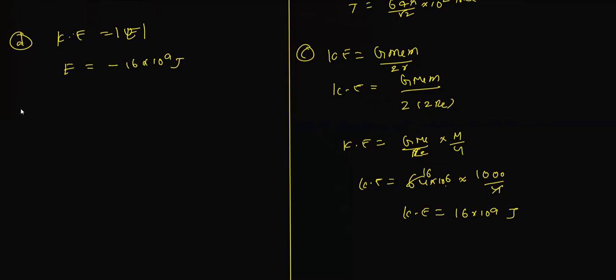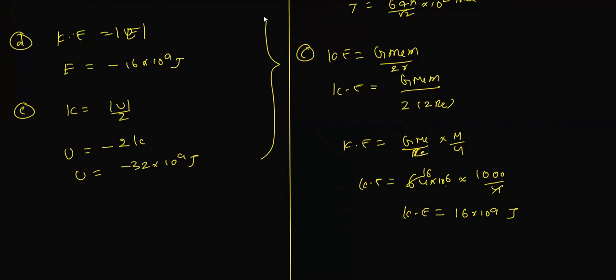Next, what do we need to calculate? Next part, potential energy. So U equals magnitude of U by 2. Therefore U equals minus 2K. Therefore U equals minus 2 into 16, that is minus 32 into 10 raised to 9 joules we can write. If you remember that law, we can minimize the calculation here. If you understand, we need not calculate. We concluded kinetic energy, total energy, and potential energy also.